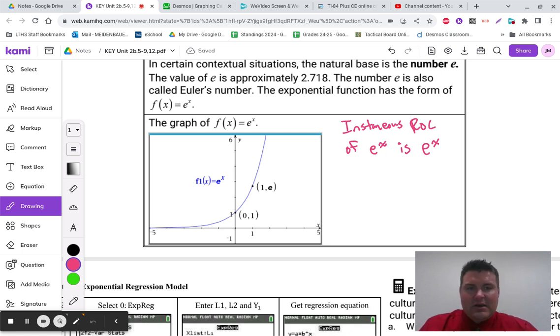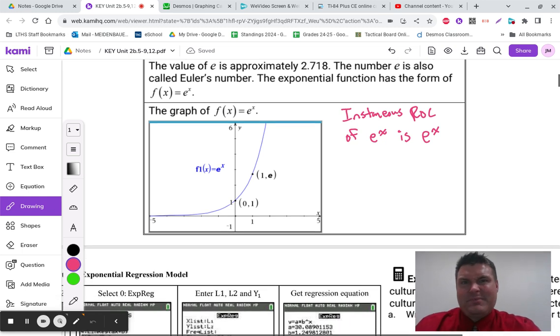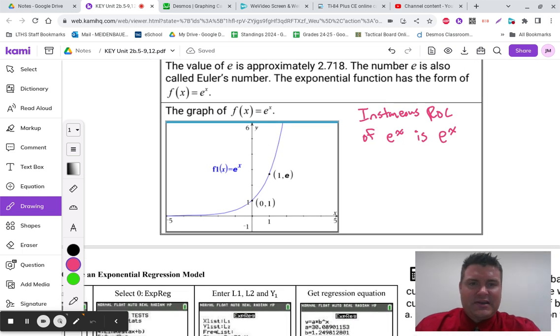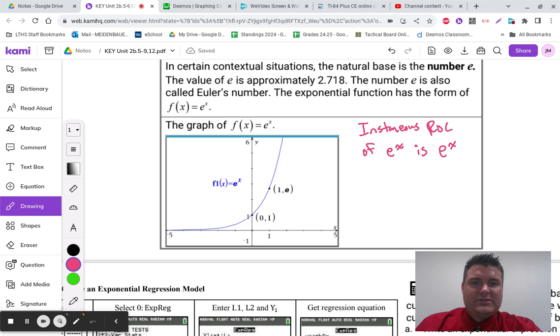The answer is e. What's the instantaneous rate of change at e to the second power? It's e to the second power. So that's why we use it. That's why it's important. But anyway, it's just a number. So like pi is a number, 3.14 with a bunch of decimals after that. E, same thing. It's 2.718 with a bunch more decimals after that.